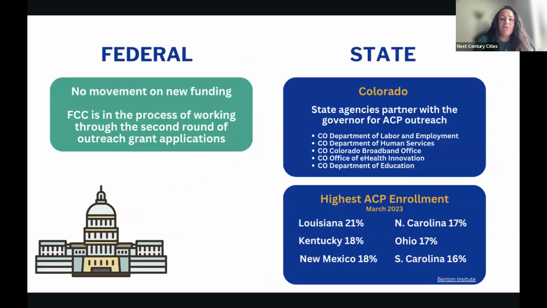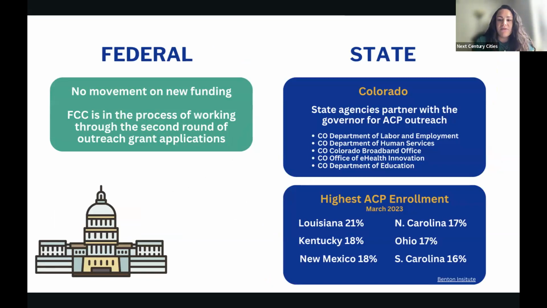So quickly, we're going to go through some federal and state highlights. And unfortunately, on the federal side, we're not seeing any movement on new funding. The FCC is in the process of working through the second round of outreach grant applications. And one of those grant applications, Herminia is going to talk about in just a couple of minutes.